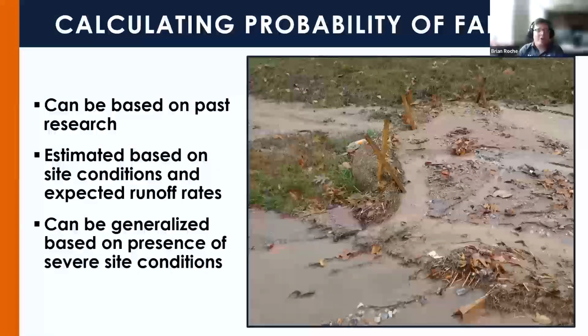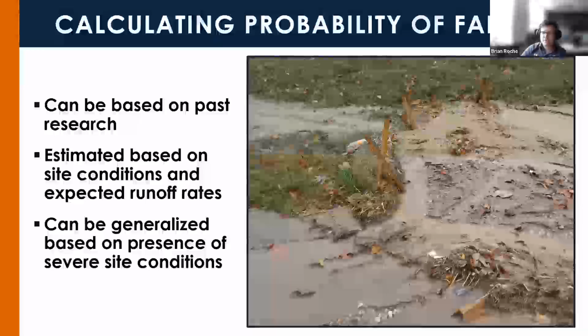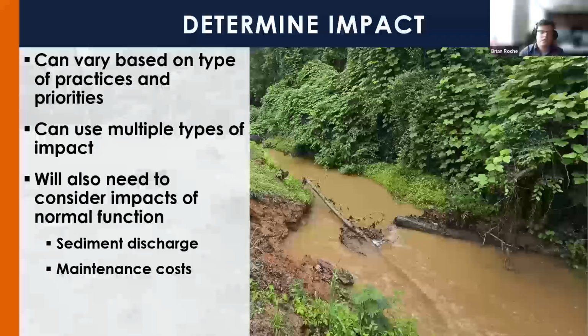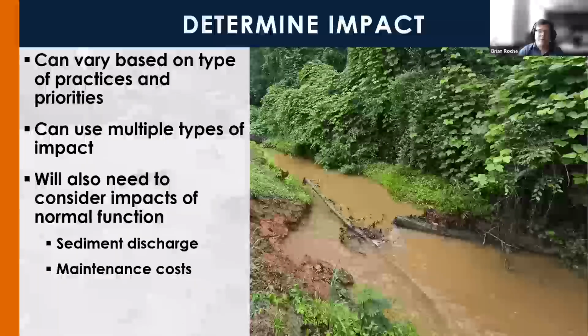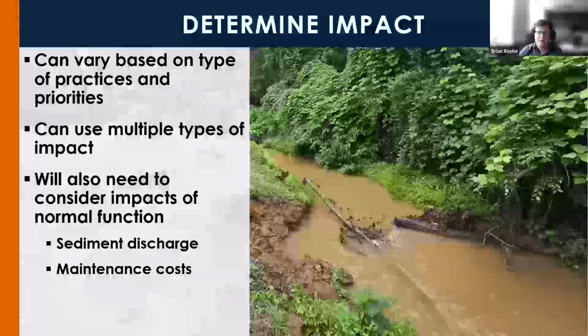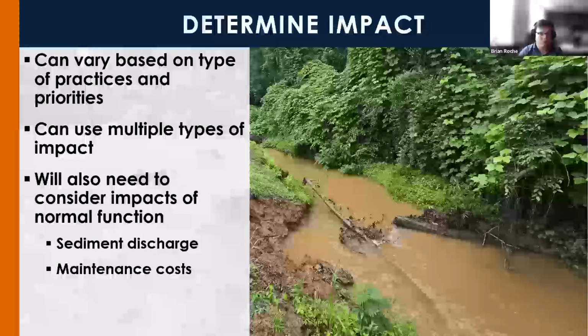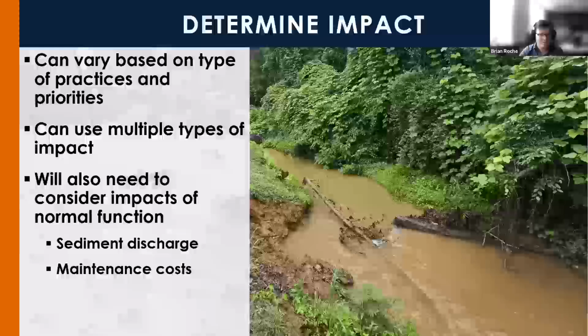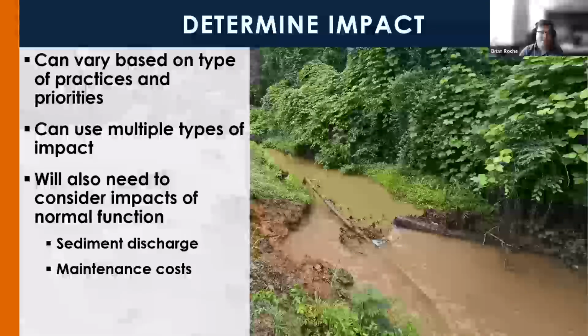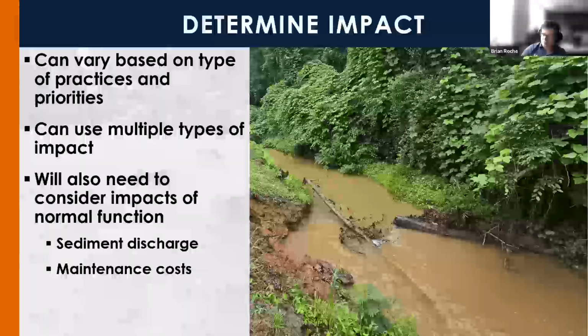And from there, you can calculate or estimate your probability of failure, which, like I mentioned before, can be based on past research or estimated based on site conditions and expected sediment loading and runoff rates. The next step would be to determine the impact of failure. It could be multiple types of impact. You could put analysis for each, which we'll get into in a little bit with an example. You also need to consider the impact of normal function, such as sediment discharge or maintenance costs.